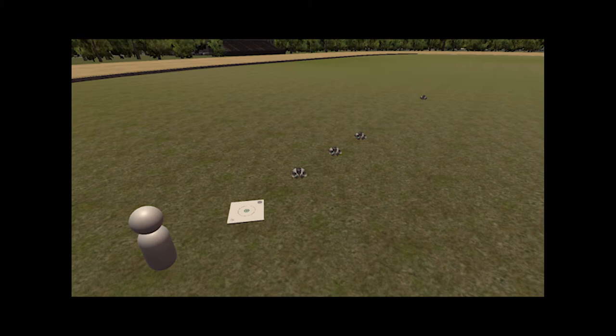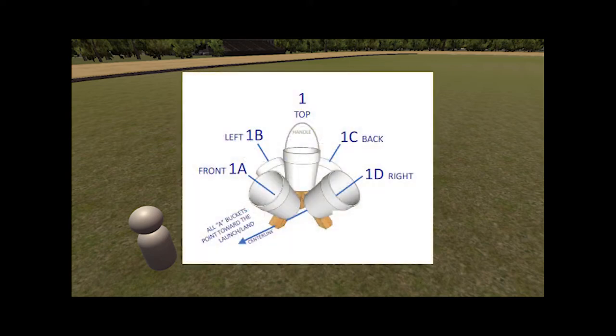The number indicates the order of the bucket stand relative to the launch pad. The closest bucket stand is called Stand 1. The second closest stand to the launch pad is Stand 2, the third is Stand 3, and the final stand is Stand 4. The letters indicate a specific bucket of the stand and is labeled in a clockwise pattern.